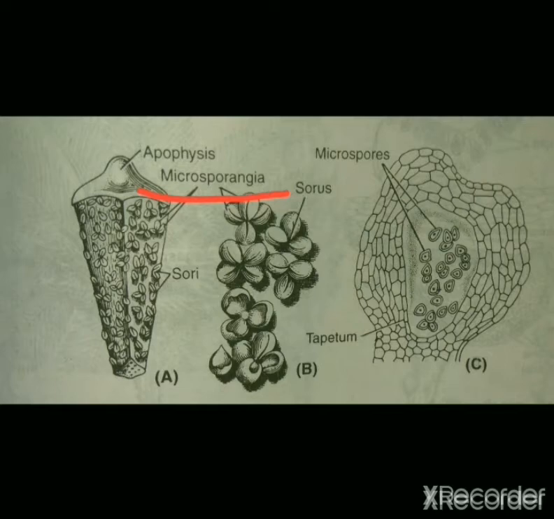As you see in this diagram, many microsporangia are present, and these microsporangia together, as single structures, are known as sori, or a sorus, and in this structure many microspores are present. This is a single sorus structure, and in this sorus many microspore-like structures are present. These microspores are also known as pollen grains. So after that we talk about a single pollen grain structure.